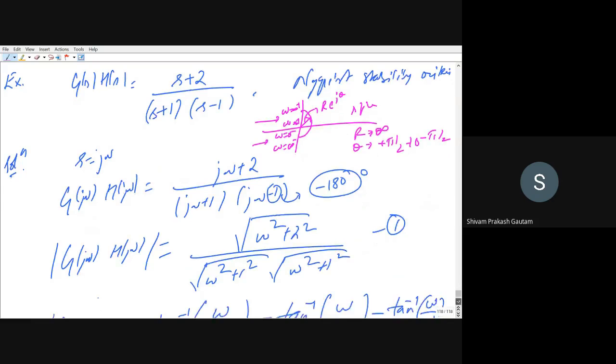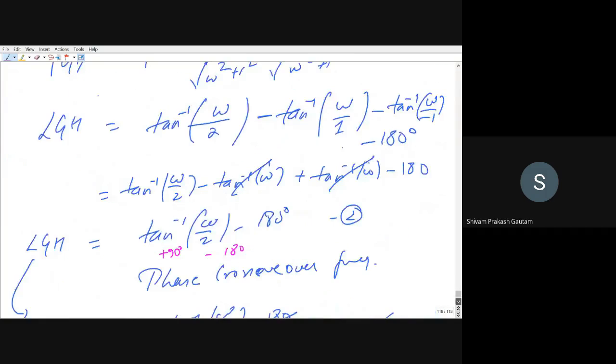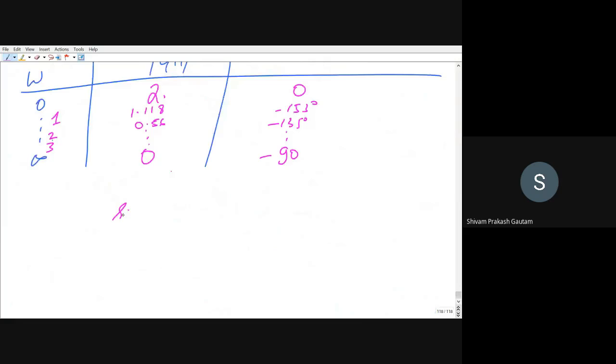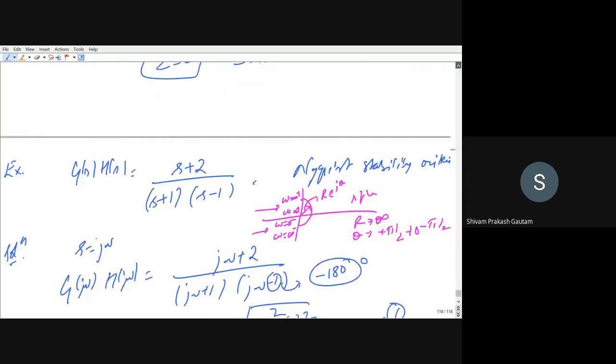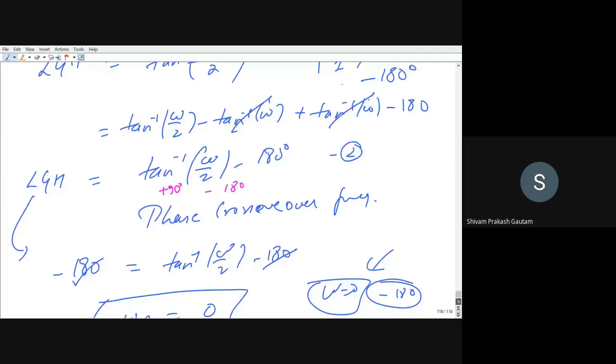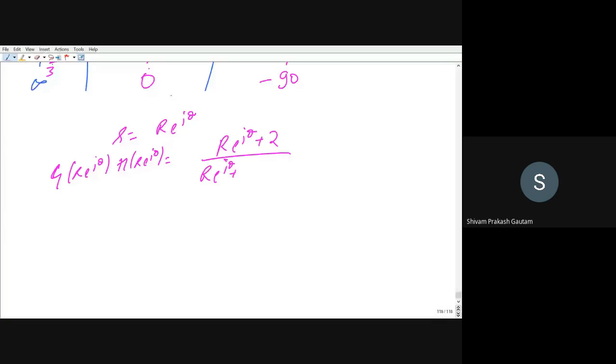So we will put S equal to r e to the power j theta in our open loop transfer function and we will calculate. So G(r e to the power j theta) H(r e to the power j theta) is equal to what was our open loop transfer function? S plus 2, that means r e to the power j theta plus 2 over r e to the power j theta plus 1 times r e to the power j theta minus 1, and we will substitute limit r tends to infinite.